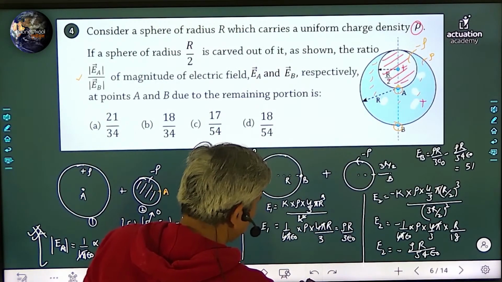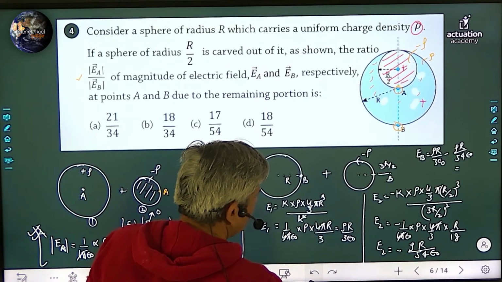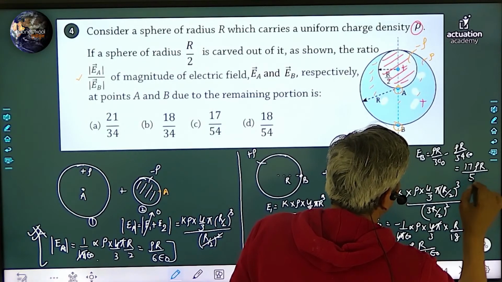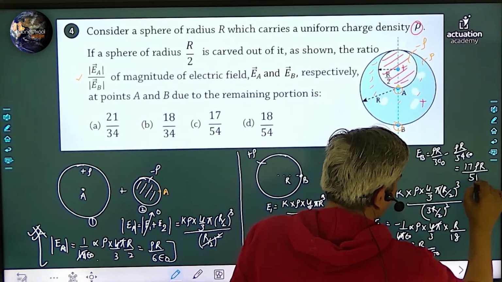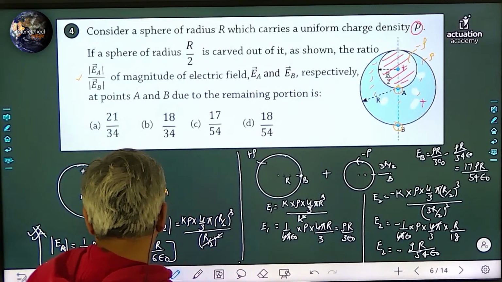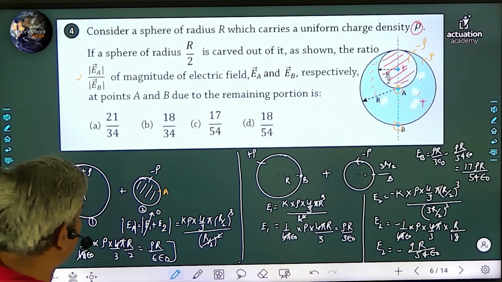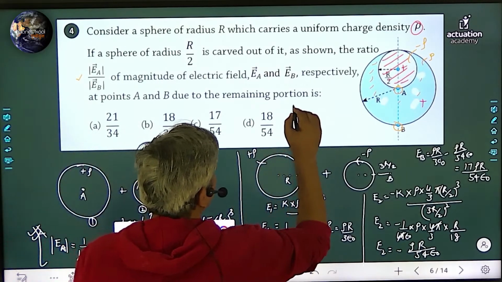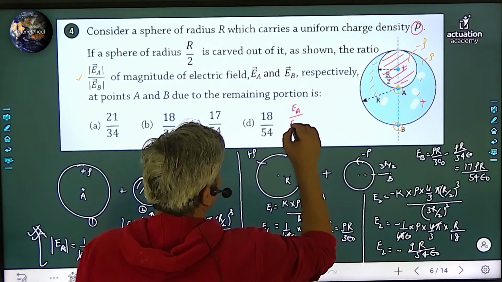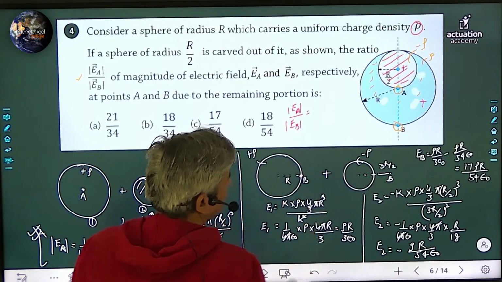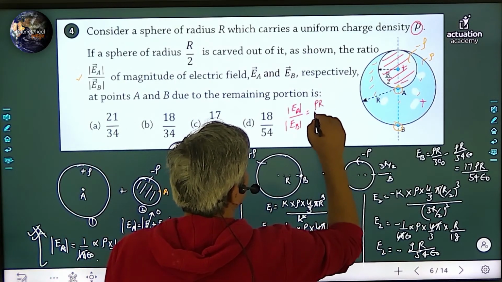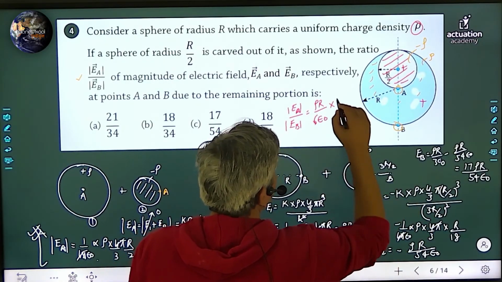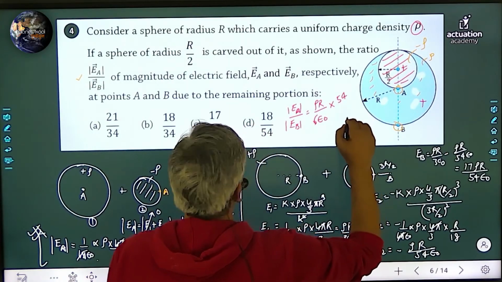This is not 51, this will get 17. 17 rho r by 54 epsilon. Okay. And here we have rho r by epsilon. So we have to find out the ratio of EA and EB. So EA by EB will get their magnitude as rho r by 6 epsilon naught divided by this, 54 will go on top.